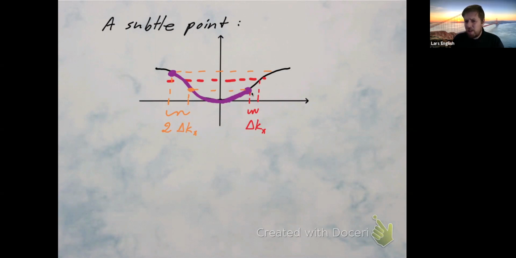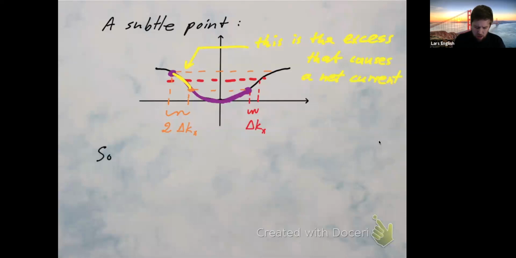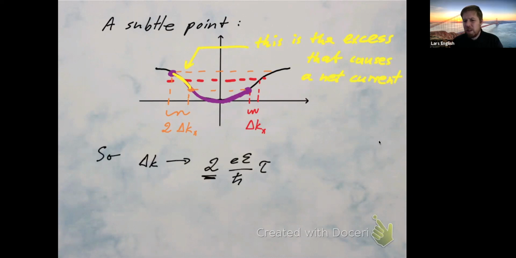Because we shifted every electron by delta k sub x, but then this imbalance here is 2 times that. So shouldn't there be a factor of 2 in here? These are all the electrons that give rise to a net current, we said. So from that point of view, you would expect maybe instead of E times the electric field times h bar times tau, maybe twice that.